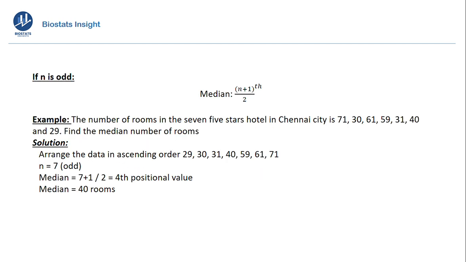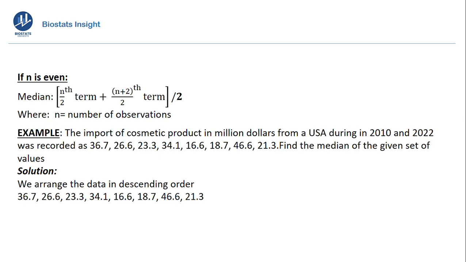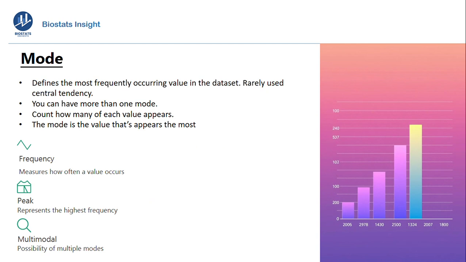If n is odd, that is, if the number of values is odd, then the median is the (n plus 1) divided by 2 th term. For example, if we have seven five-star hotels, we need to arrange them in sorted order. Here we arrange them in ascending order and then find the median. When n is even, then the median is the average of the n by 2 th term and the (n by 2 plus 1) th term. So here is the example also. Now, mode is the most occurring value in your data set.